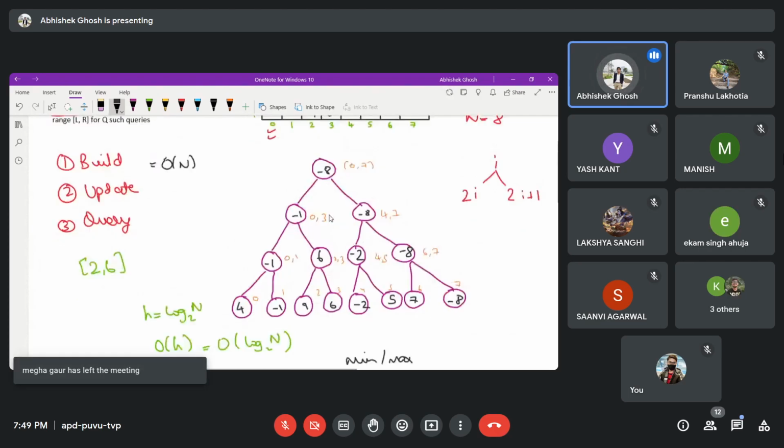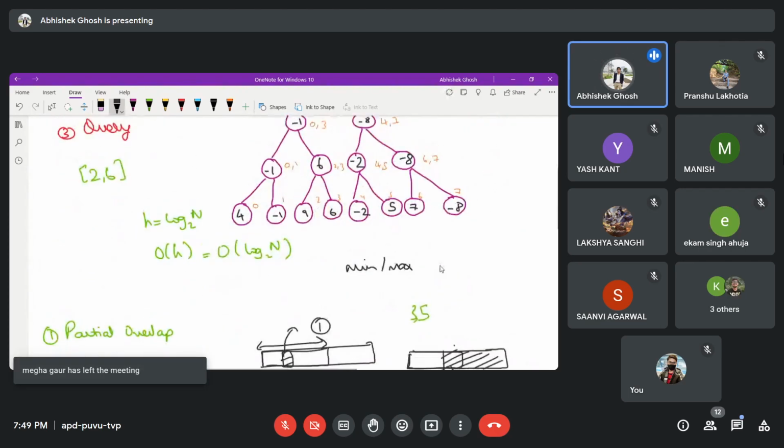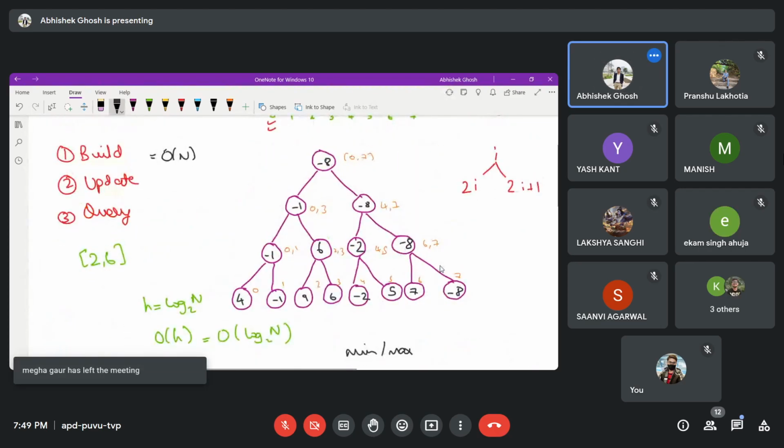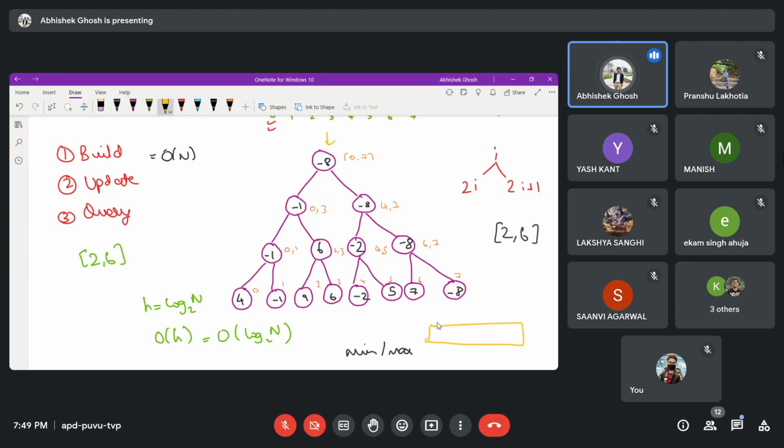Okay, so what was my range? I was querying for 2 to 6, right? So 2 to 6. I start with the root node, 0 to 7. 0 to 7 is the answer for the complete range, and I only need the answer for 2 to 6. So it is partial, right? So I need to make a call for left child, and I also need to make a call for right child. But first, the left child has to return its answer.